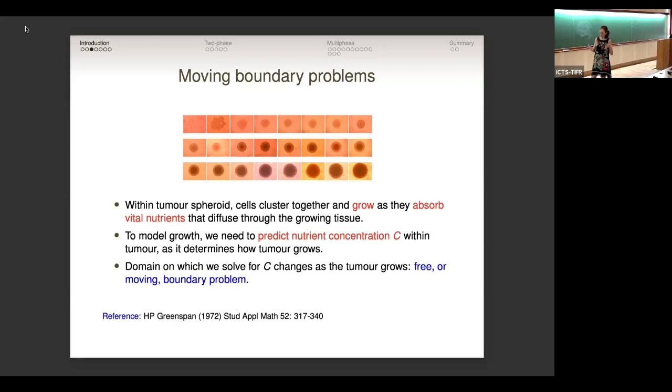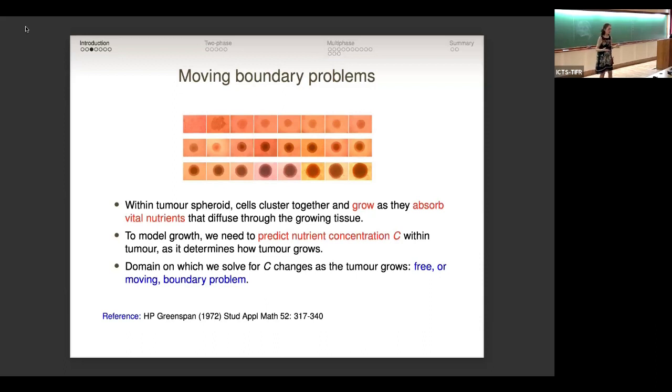And so therefore, if you think about it, what we're doing is solving, say, a reaction diffusion equation for this diffusible species, nutrient, oxygen, but the domain on which we're solving that problem, the tumour, is growing, it's changing. So it's not like a classical reaction diffusion equation on a fixed domain. We're solving it on a domain whose size changes, and we call that a free or moving boundary problem, right?